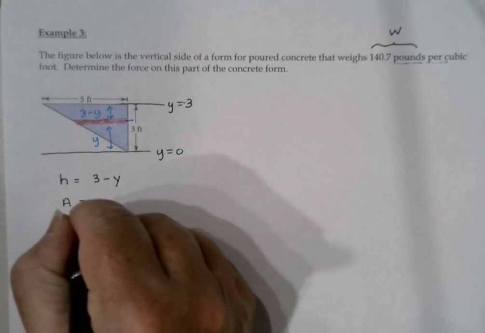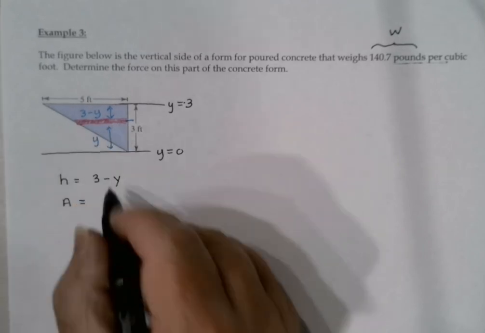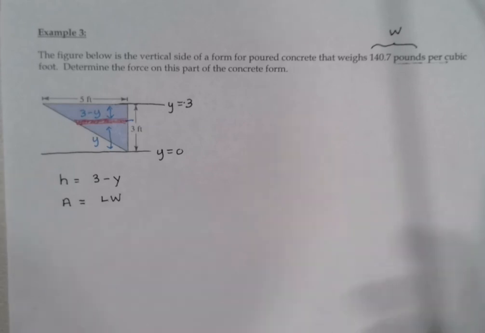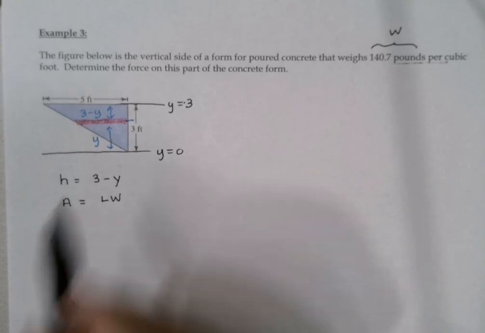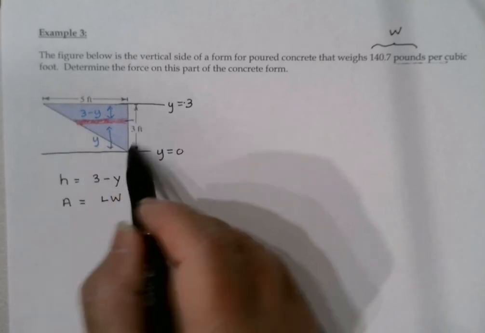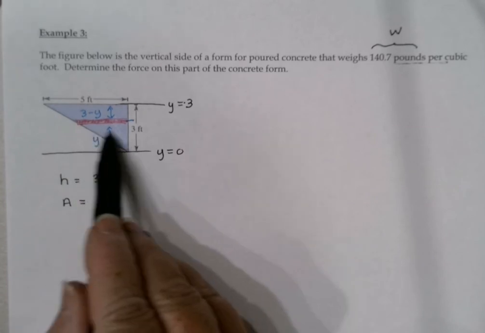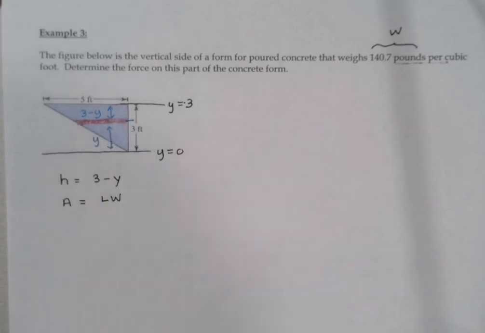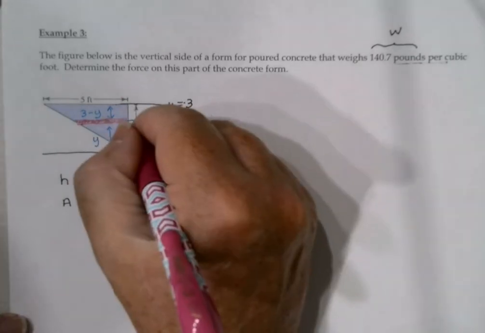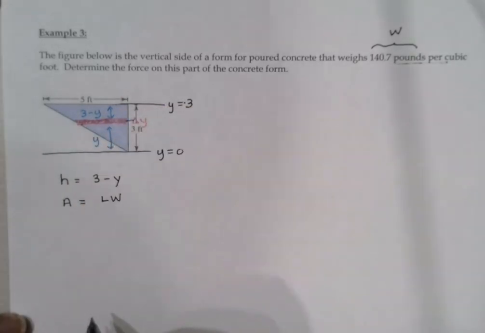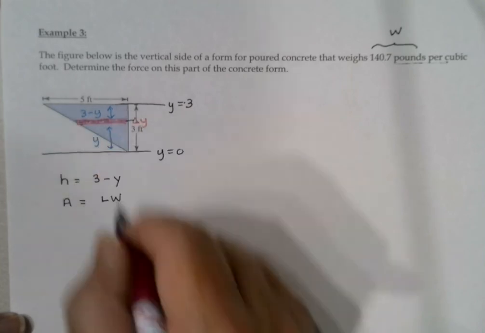Area, the area of that rectangular strip is the length times the width. But here's what's different about this problem compared to the last one. Last time when we had a rectangular shape, all of the horizontal strips had the same length. That's not true for this triangle, right? Depending on where I draw, the length is going to be different. So I'm going to have to come up with a way to express that length in terms of y. We'll go with delta y. For the width, that's no big deal.